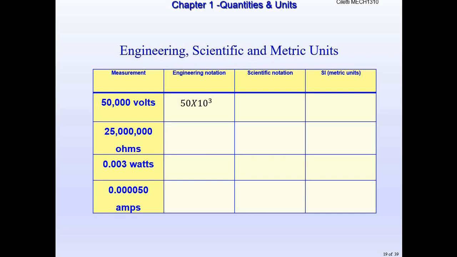Now, scientific notation. Remember, can scientific notation and engineering notation be the same number? In some cases, yes, as long as that scientific number has a power that is a multiple of 3. In this case, is it going to have that? No. Remember, in scientific notation, the digit before the decimal has to be between 1 and 9. So we have to move the decimal 4 places to get to scientific notation. So this is going to be 5 times 10 to the 4th.